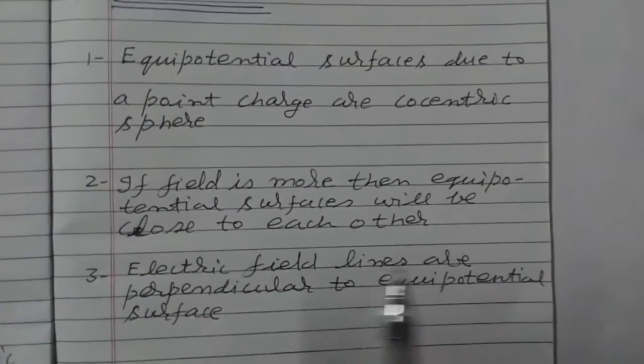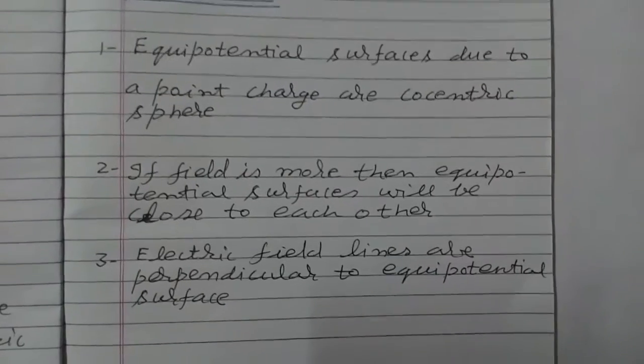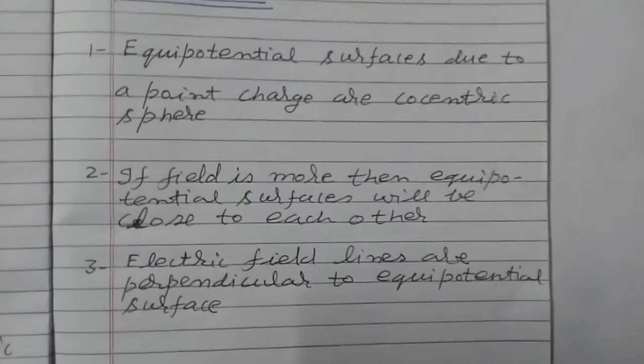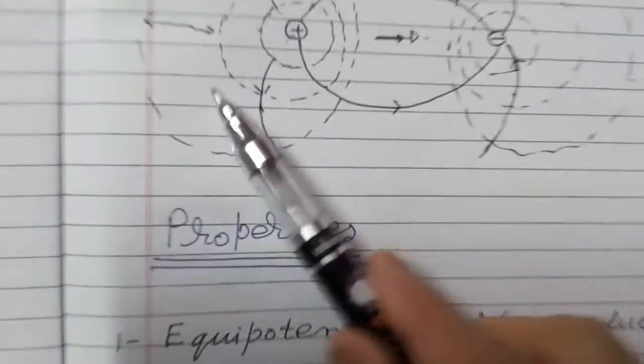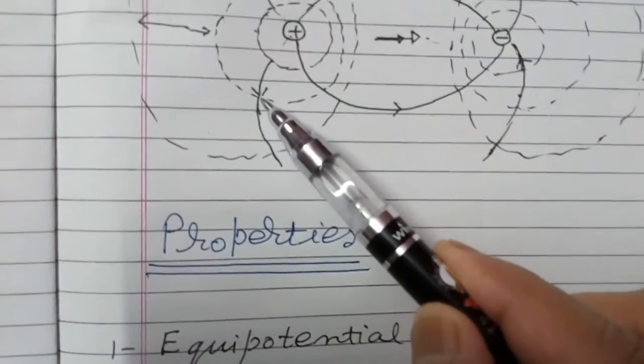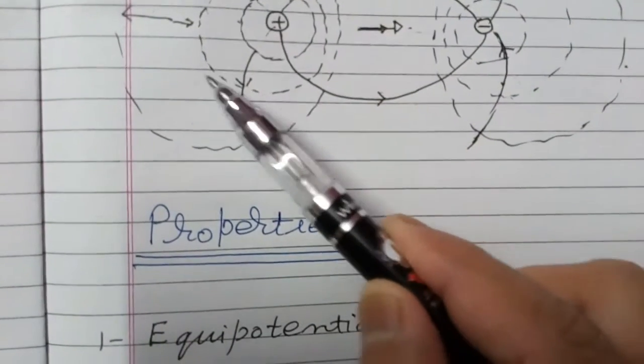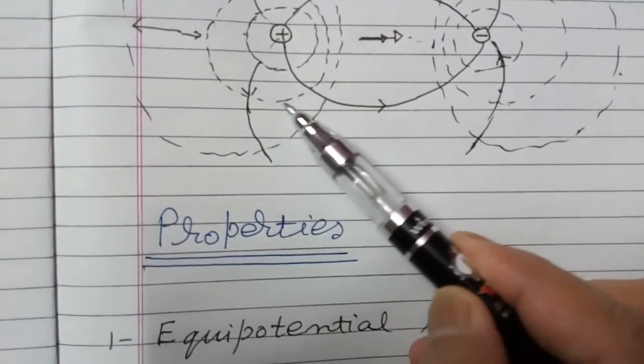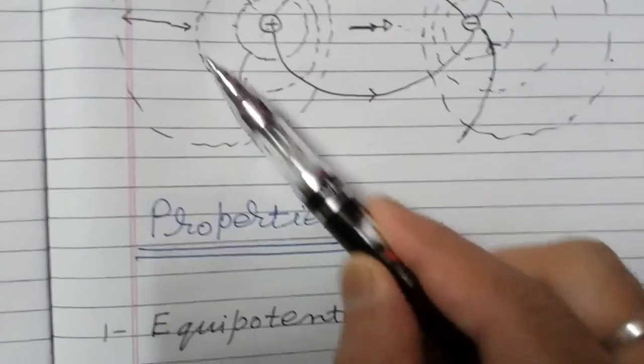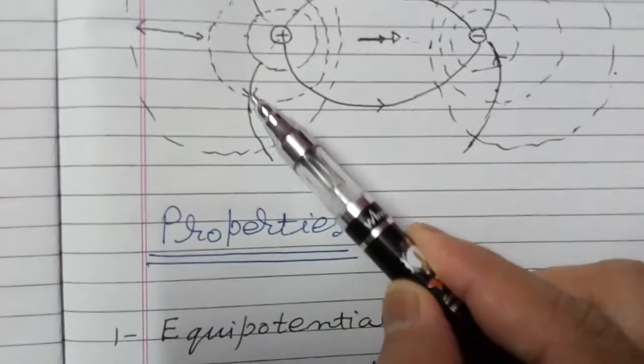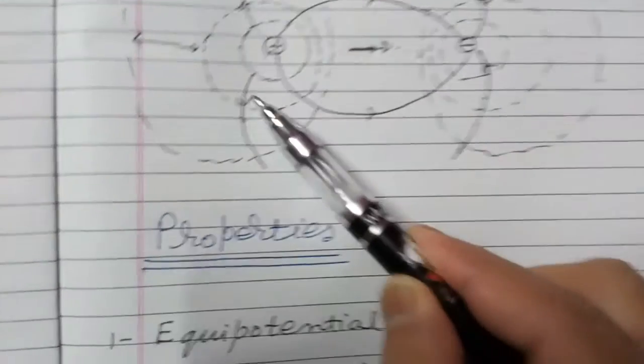Now electric field lines are perpendicular to equipotential surface. At this point, suppose we find the direction of electric field. So this dotted curve is the equipotential surface. So electric field lines will be perpendicular to it.